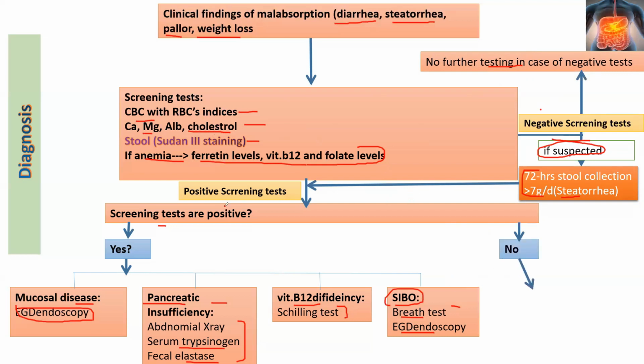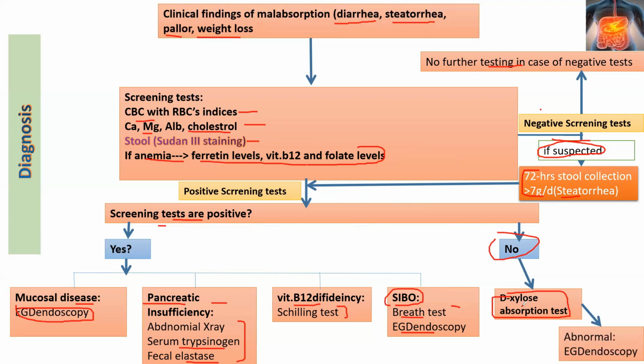If there are positive screenings, what we do further is the D-xylose absorption test. This test may help us determine whether it is due to pancreatic insufficiency or due to mucosal disease. If the xylose absorption test is abnormal, we see that there is mucosal disease, like atrophy of the villi, or bacterial overgrowth.